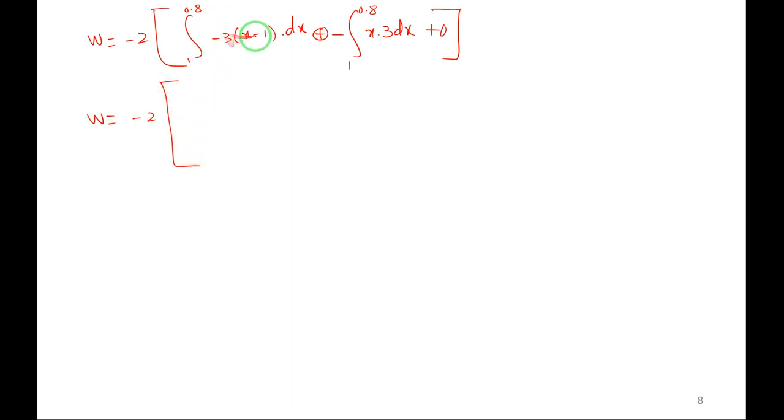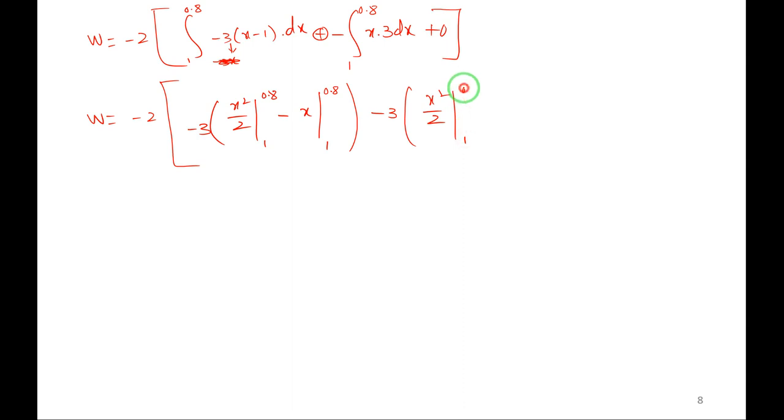Minus 3x, or else minus 3 can be taken out, right? So take minus 3 outside. Integration of x is x square by 2, with limits 1 to 0.8. Then minus integration of constant is x, with limits 1 to 0.8. The first term is over. Minus 3 is taken out, integration with respect to x. So what will I get? x square by 2, with limits of x varying from 1 to 0.8.